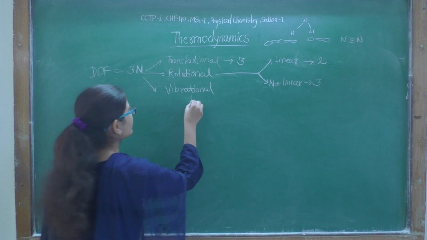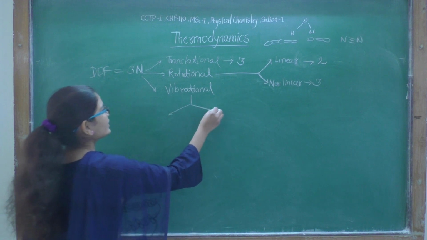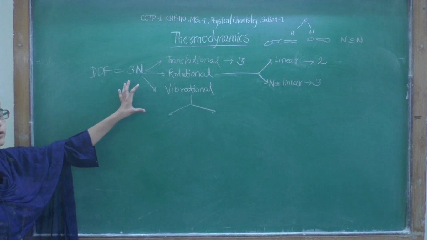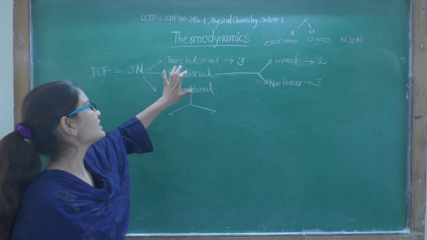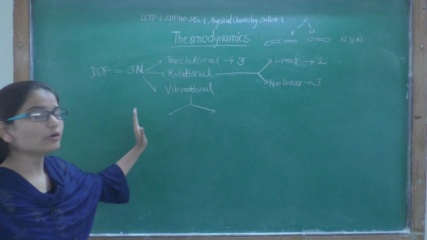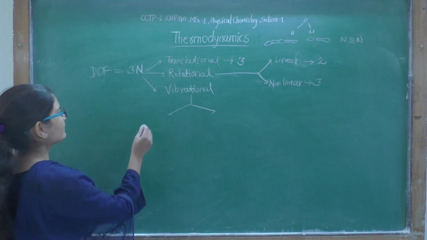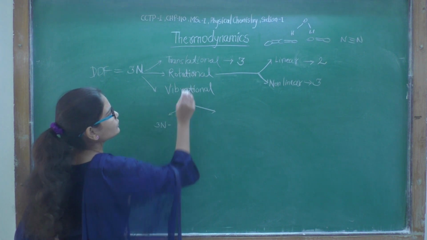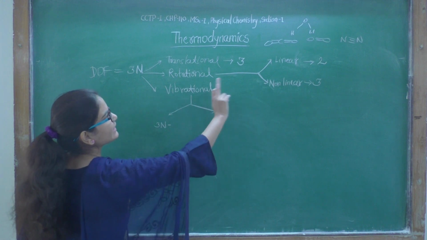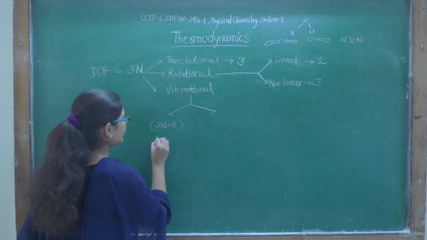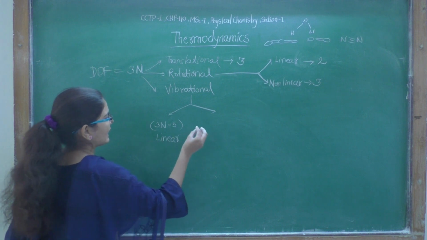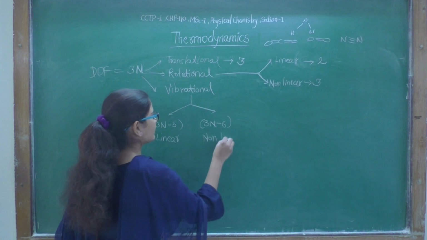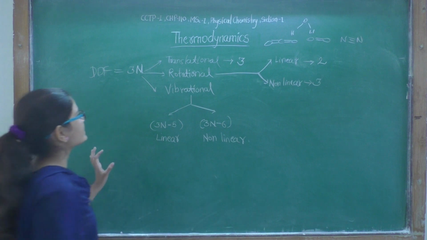Now remaining is vibrational. How can we calculate vibrational degrees of freedom? As we know translational, we know rotational, and total degrees of freedom are 3n. Out of that, rotational and translational are known. So we can calculate vibrational degrees of freedom. That will be total degrees of freedom minus the sum of these 2. That is, if the molecule is linear, then 3n minus 5, and for non-linear, 3n minus 6. This is a very important concept.